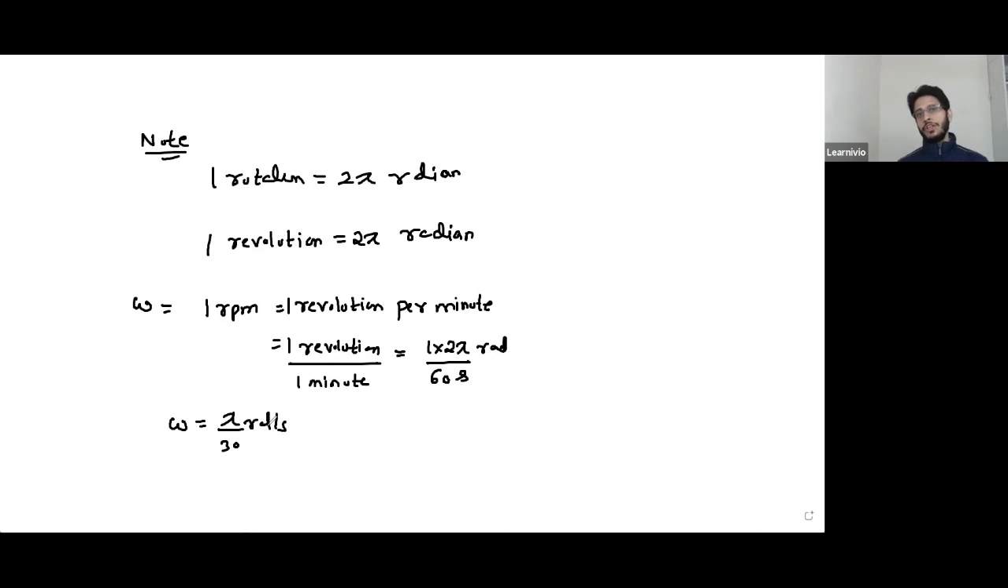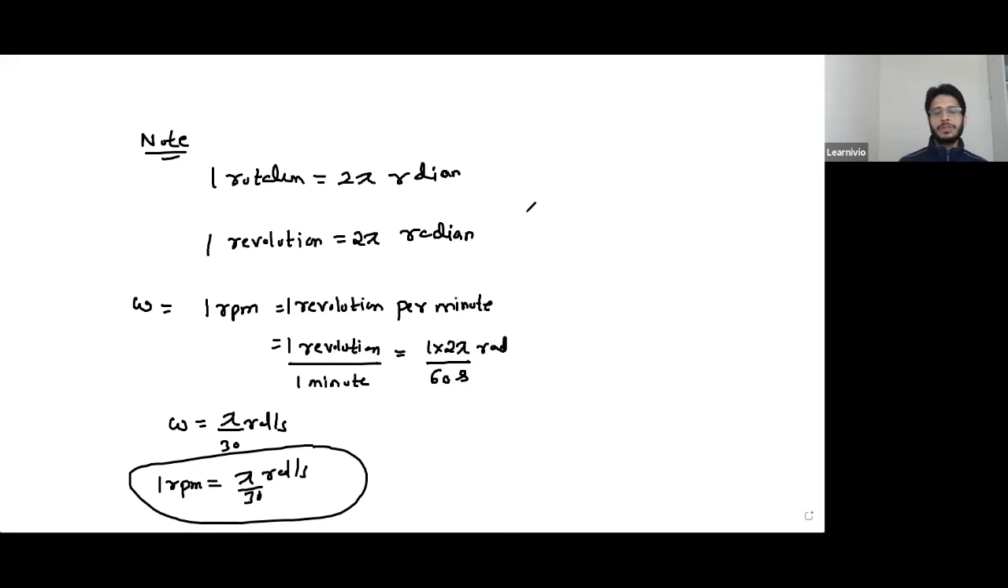If your angular velocity is given in revolutions per minute or rotations per minute, you cannot use it in revolution or rotation. You must convert it into radian per second. So multiply by 2 pi and divide by 60, or just multiply by pi by 30. So one revolution per minute is pi by 30 radian per second. One more thing: one rotation is 2 pi radians, so one radian is 1 by 2 pi rotation.